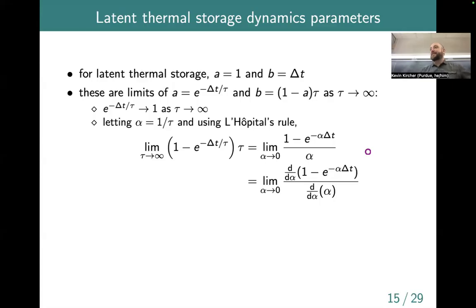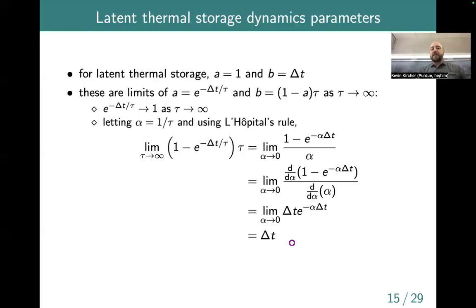So this is something that you guys probably learned approximately 1,000,000 years ago in your calculus class when you were learning about limits. But if you have the ratio of two functions, the limit of the ratio is the same as the limit of the ratio of the derivatives of the functions. So here we take the derivative of the top and of the bottom. The bottom is very simple. The top is also pretty simple. And now we have a fairly easy limit here. And again, we get just delta t.